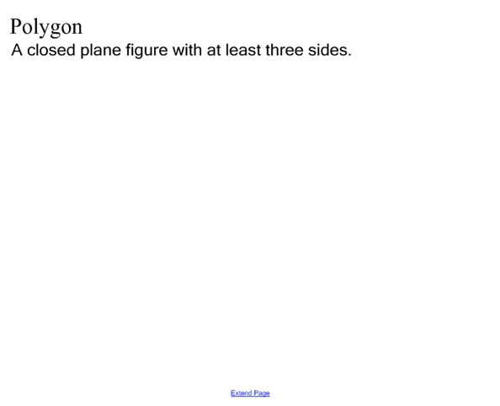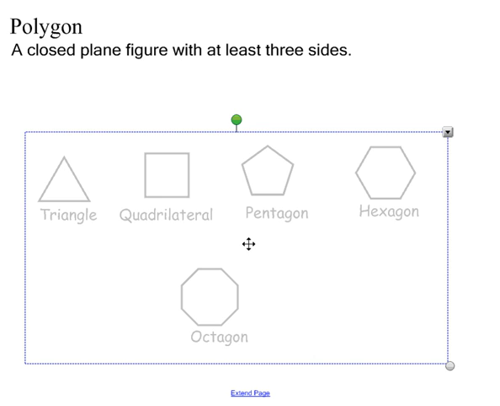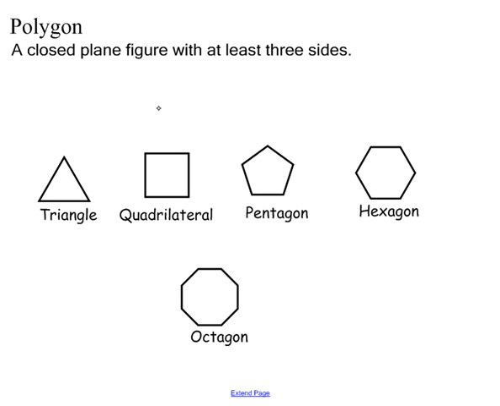So a polygon is a closed plane figure with at least three sides. Some examples of polygons are triangles, quadrilaterals, pentagons, hexagons, octagons, and so on and so forth. Any figure with at least three sides is a polygon. And just so you know, for reference, the prefix poly means many. So these are all examples of polygons here.